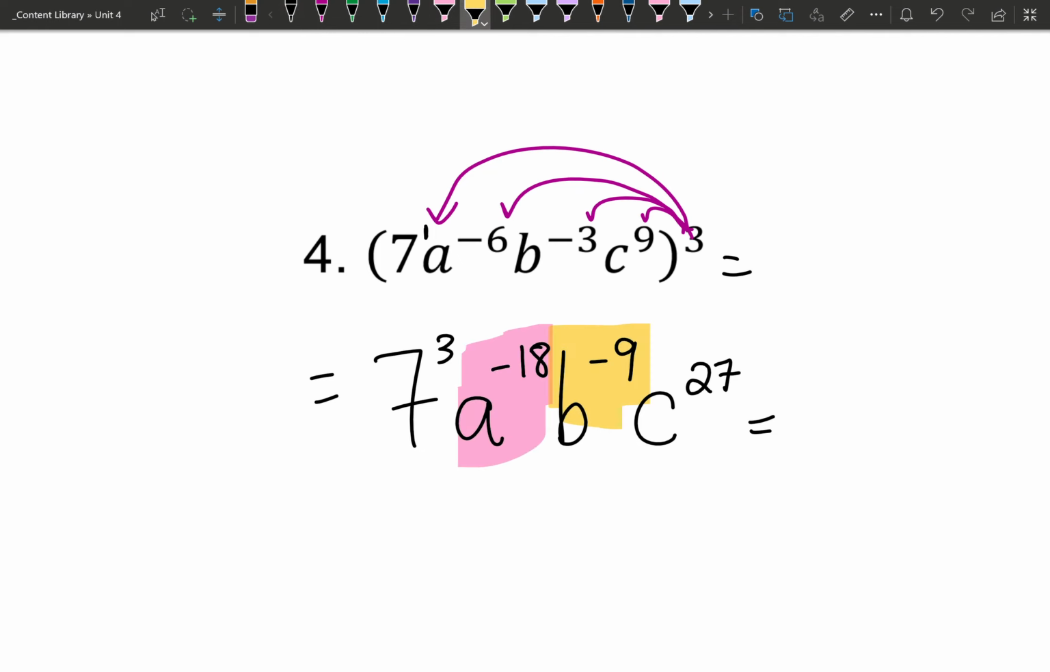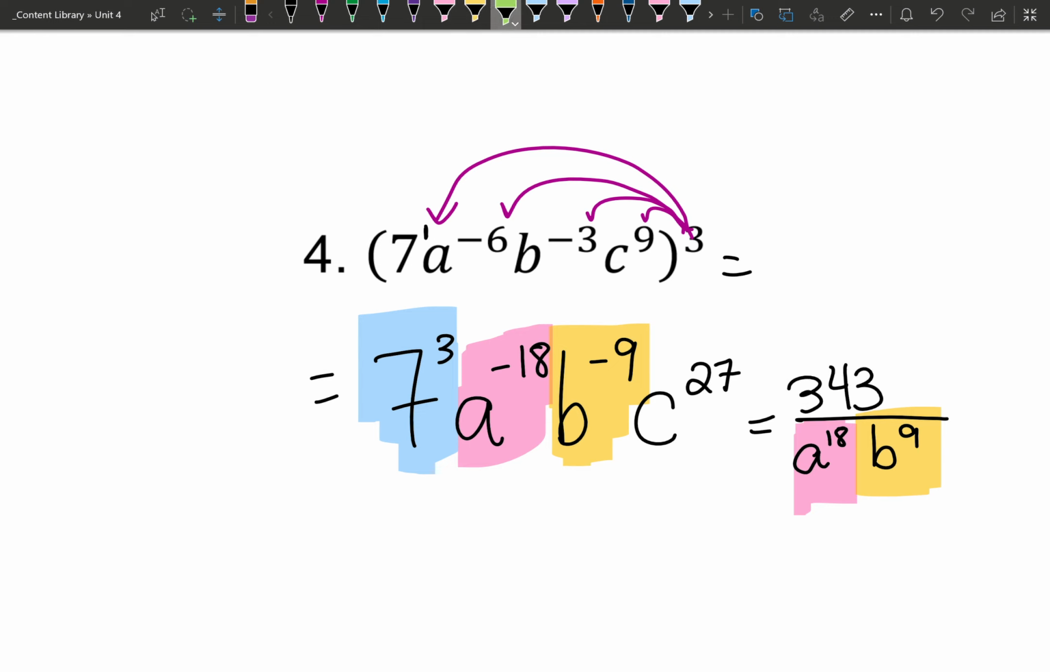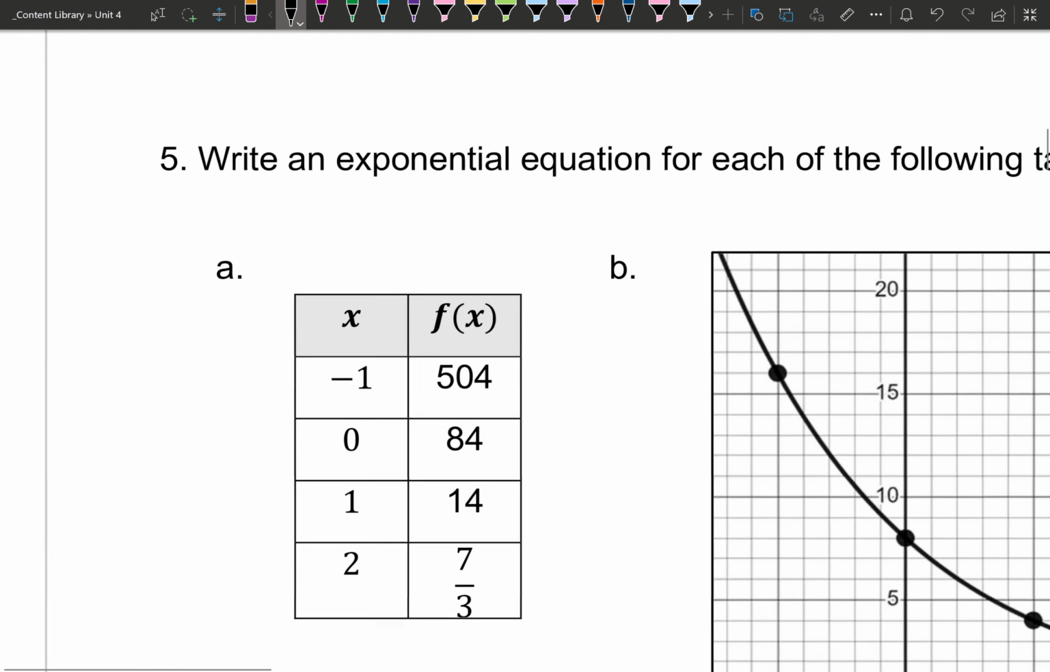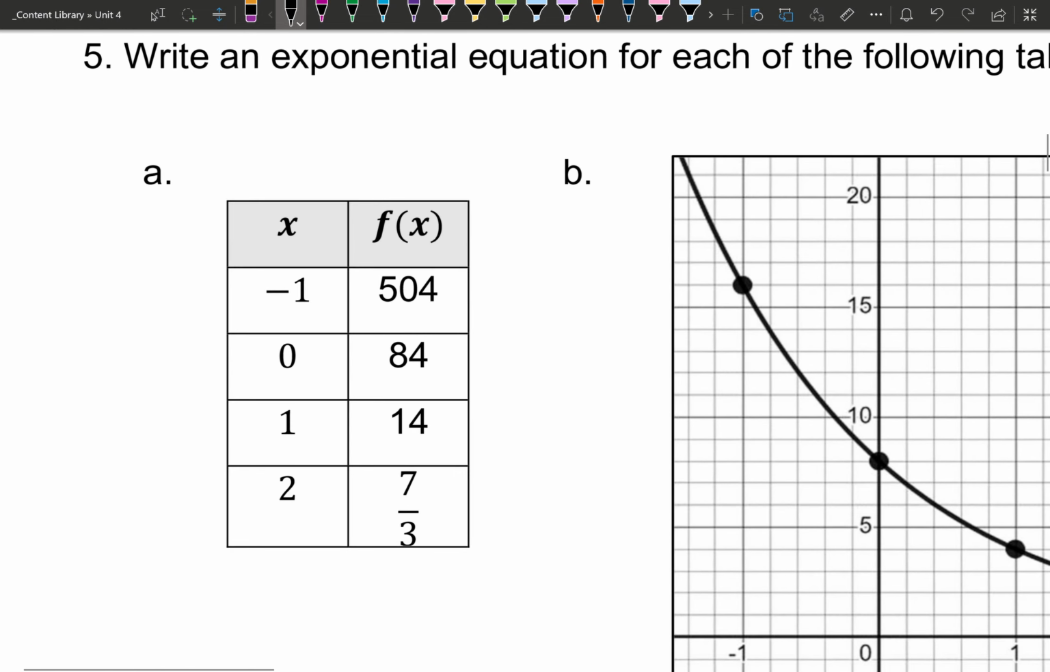First of all, I see two negatives, right? Got this negative 18 and I got this negative 9. And I do also have 7 to the third, so I can evaluate that. A to the negative 18th and b to the negative 9th mean that a to the positive 18th and b to the positive 9th should have been on the bottom of a fraction. 7 to the third becomes 343. And c to the positive 27th stays c to the positive 27th. Fantastic. Let's continue to number 5.